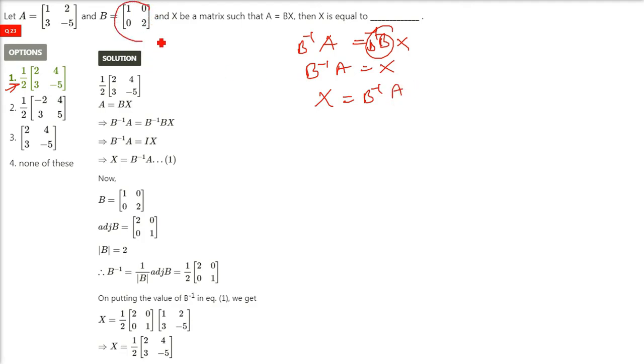So we have to find out the inverse of B. First we'll find out the adjoint. 2 and 1 I am replacing. 0, 0 will be negative 0, so it will be 0 only. This is the adjoint. What is the determinant? 2 minus 0, so divided by 2. So this is going to be B inverse. Now this whole has to be multiplied by A. This whole is your B inverse, and this multiplication will give you this result. Calculation, I think you will be able to do it.